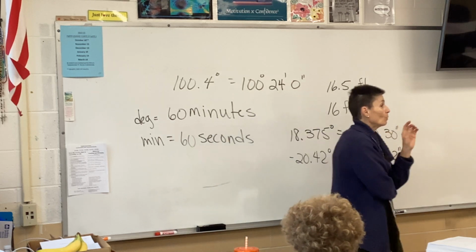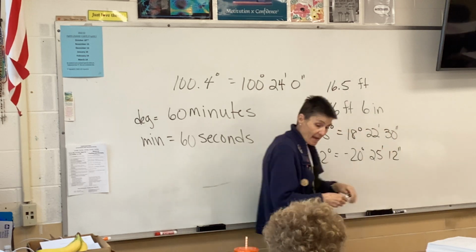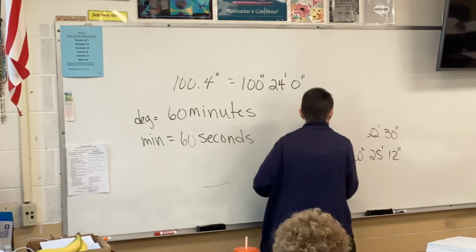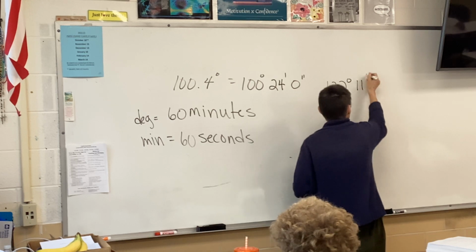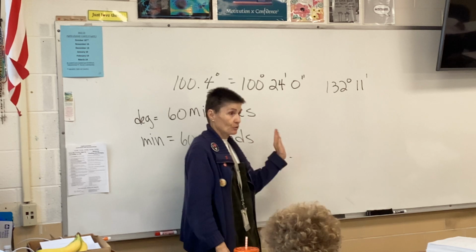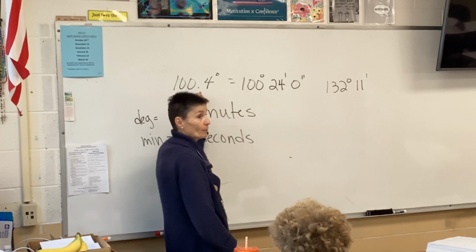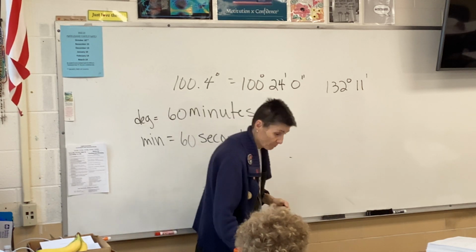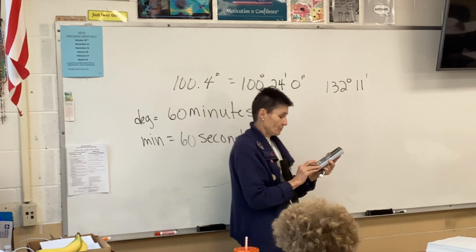Number 4, we're doing exactly the same thing, but backwards. Notice that the angle is 132 degrees and 11 minutes. So it has been given to you as degrees and minutes already. And you want to change it back into a decimal. All right, so here's how we do this. Type in the 132, just the 132.